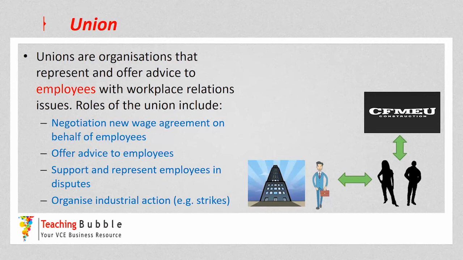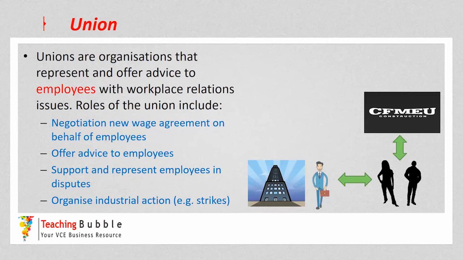So we spoke before about the human resource manager and the employees and how they can negotiate new wage agreements together, or if there's a dispute, they can deal with it together. But sometimes the employees won't feel comfortable doing that in terms of they don't have the skills or the knowledge about workplace relations laws and those types of things. So they may get the union to represent them and negotiate on their behalf. And therefore the human resource manager may be negotiating with the union and the union is negotiating on behalf of the employees.